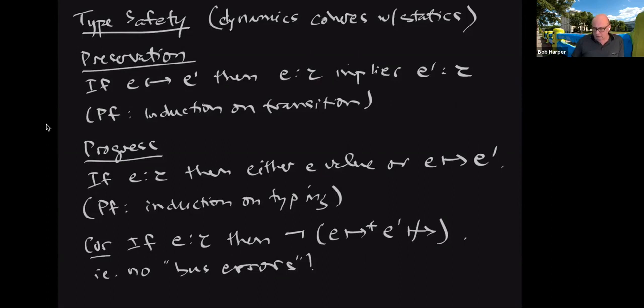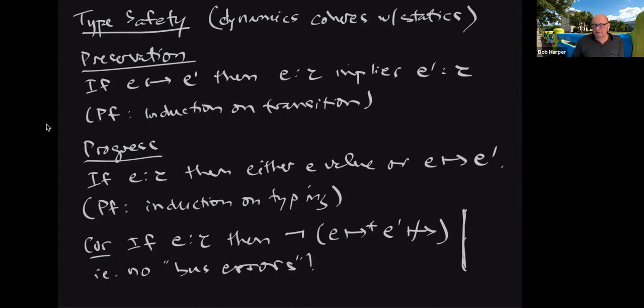I just want to say that the notion of type safety, which I alluded to earlier, now comes up in connection with these transition systems. And the idea is the following: we have two properties that go together, forming a kind of pas de deux, where the two dancers hand off one from the other in order to achieve a certain property. And the property is that you don't get any bus errors. So what I want to do, at an abstract level, is tell you you're never going to get a bus error or core dump.